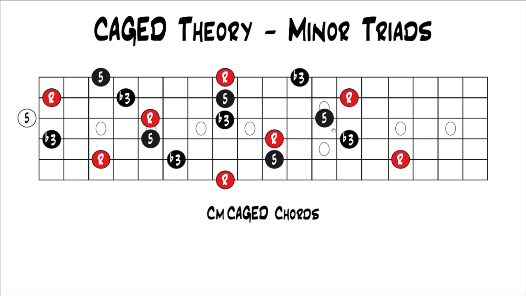And unlike with the major CAGED, none of these share perfectly with each other. In the other one, the C major and the D major shared the exact same triad for one of them. But with the minor, it doesn't work out like that. It shares notes, of course, but not full triads.